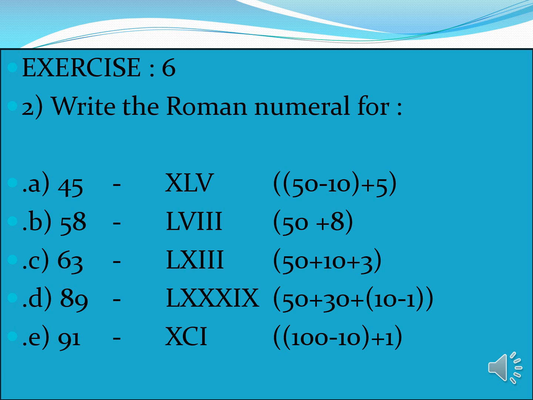Next we can consider the question 2. Write the Roman numeral for the given numbers. What is the first number? 45. How to write 40? We cannot use X 4 times to represent 40. For that, we want to subtract 10 from 50. That means XL. XL means from 50 we are subtracting 10. So we got 40. To add 5 to it, we want to write V. So what is the symbol to write 45? XLV.